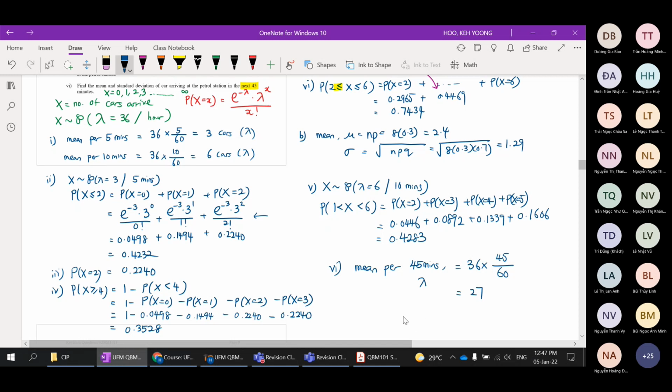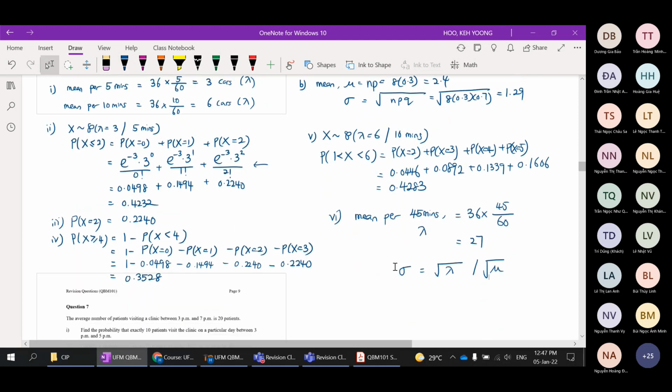How about standard deviation? If you look at the formulas for Poisson distributions, it is square root of lambda or square root of mean, because in Poisson distributions, mean is equal to lambda. So what you do is just square root 27. 5.196, so 5.2.